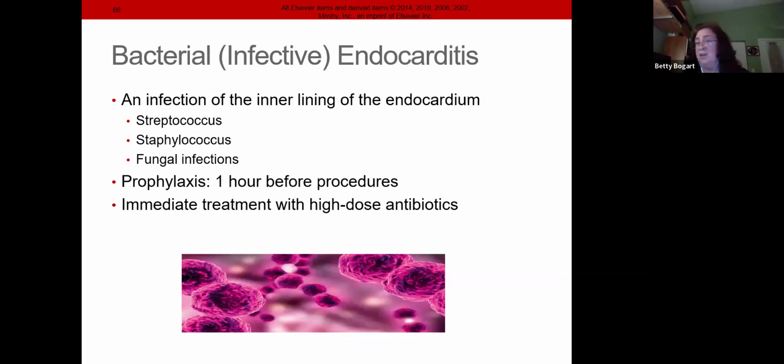Bacterial endocarditis, adult children, same thing. If you have it, it's going to be treatment, high dose antibiotics, and lifelong. They're going to be on prophylaxis, before dental, before anything, giving a dose of antibiotics.